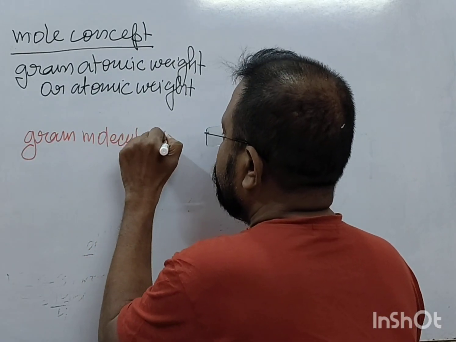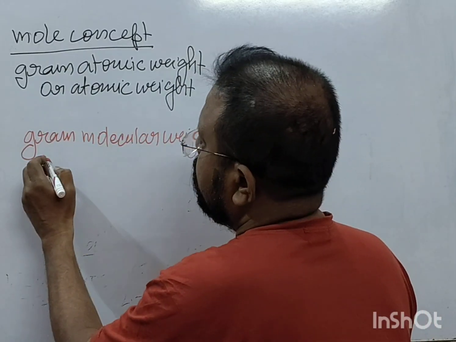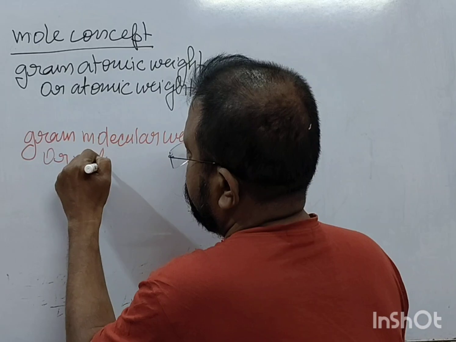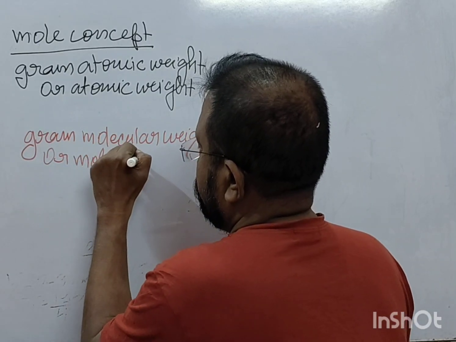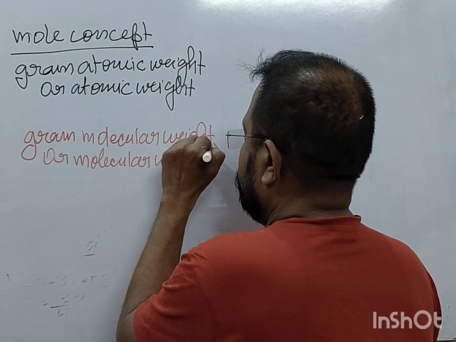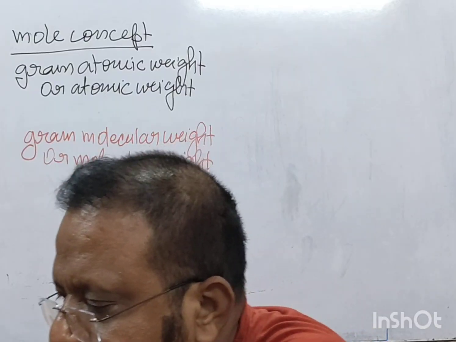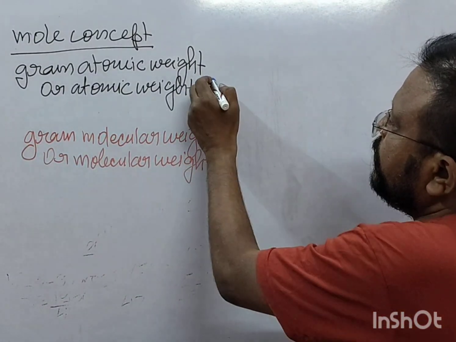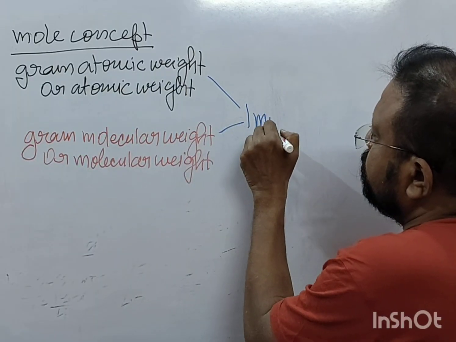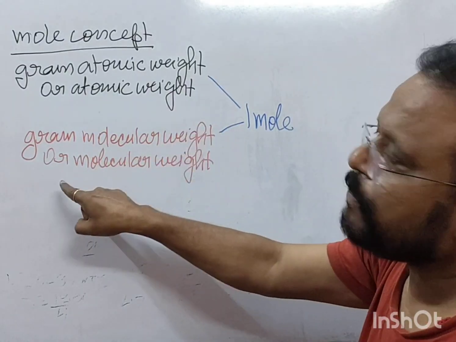Molecular weight. You just see here. Gram molecular weight or molecular weight is equal to what? Is equal to 1 mole. Either gram atomic weight or gram molecular weight.